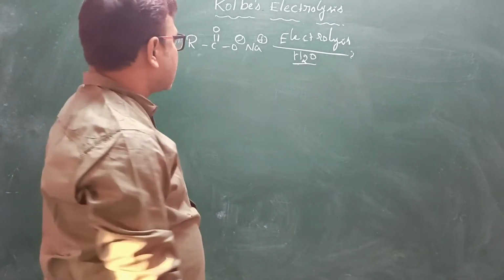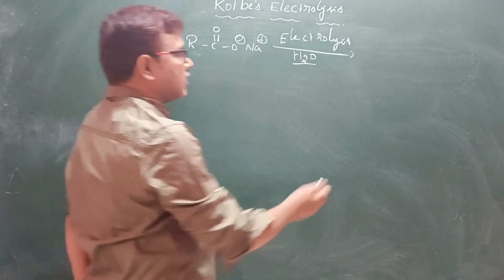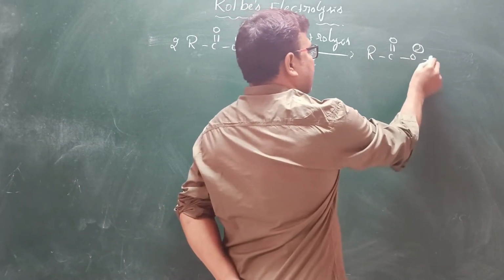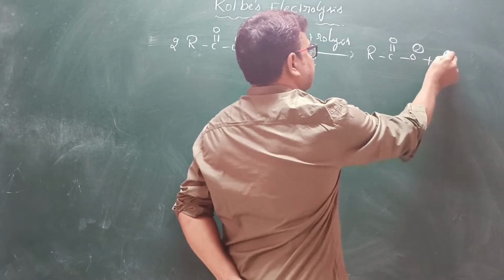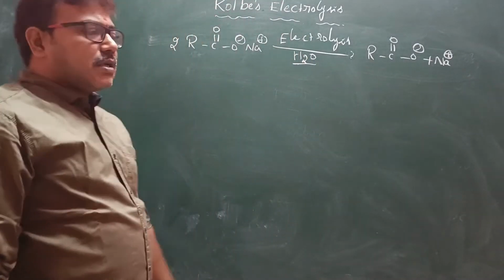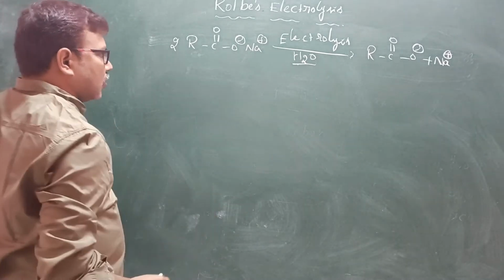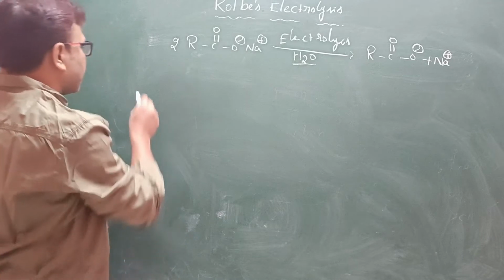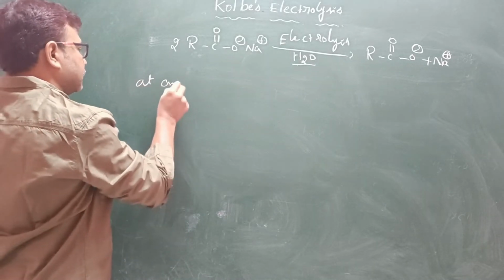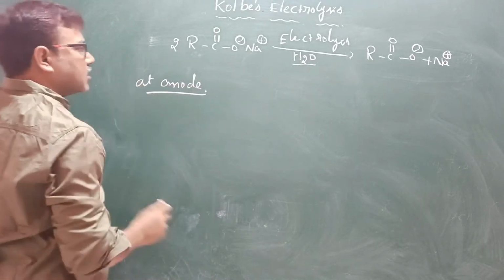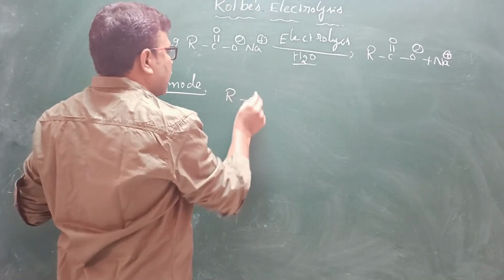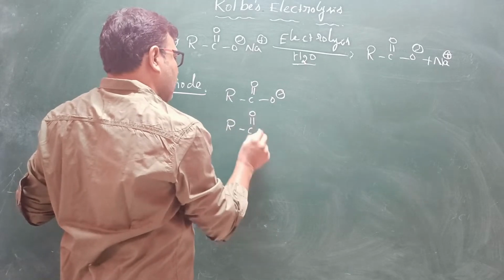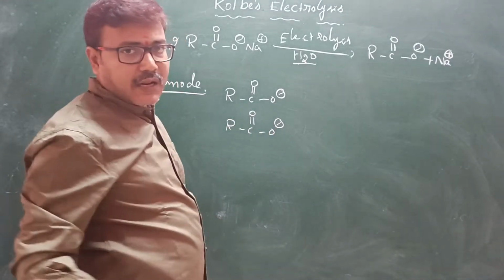In the presence of aqueous medium, it first dissociates into ions, RC double bond O minus and Na plus. In electrolysis, there are two types of electrodes: one is anode, another one is cathode. At the anode, oxidation takes place. RC double bond O minus, another mole of RC double bond O minus, loses one electron.